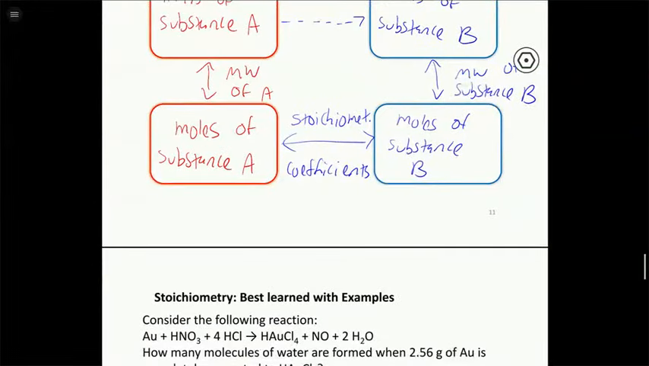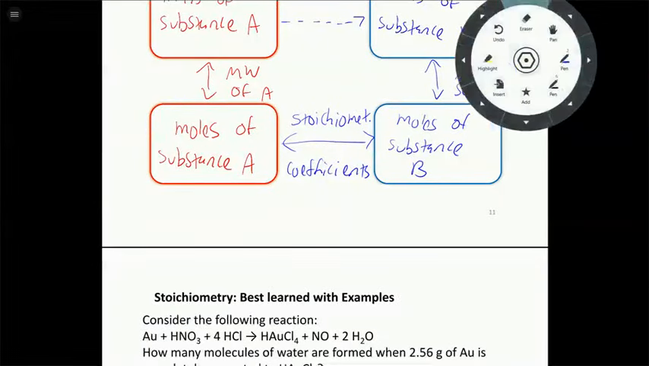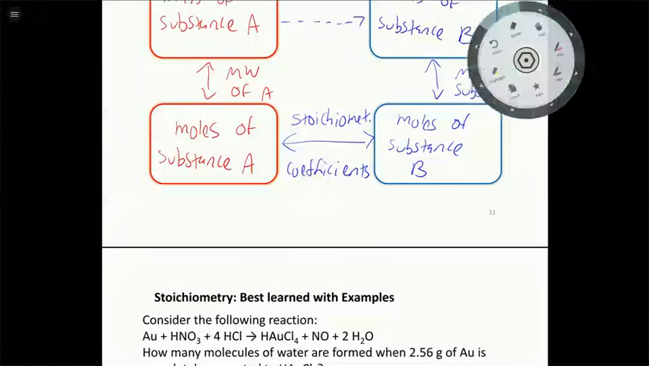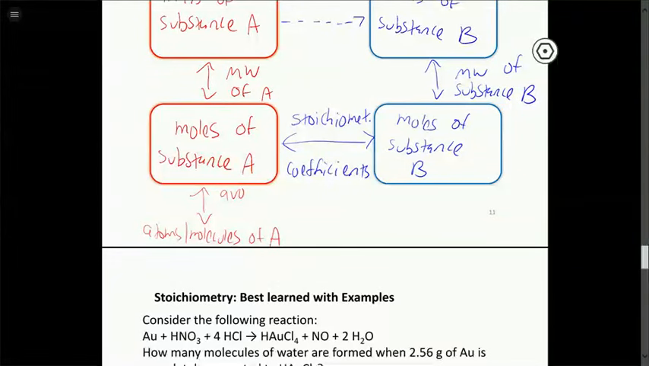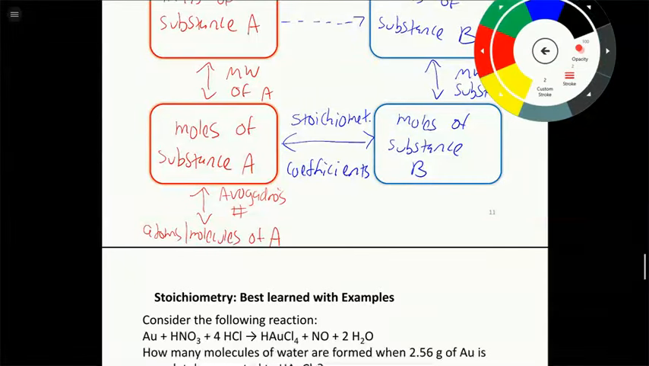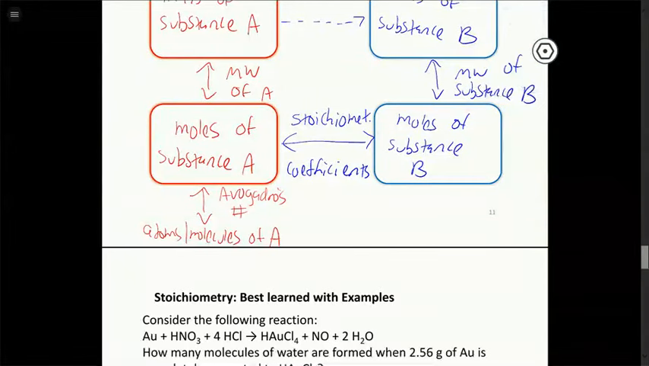All right, so then one last final wrinkle we could throw at you is, if we ask you for the number of atoms or molecules that are involved, if you have Avogadro's number, you can use that. So again, if we know the moles, we want to know the individual number of atoms or molecules, we can use that 6.022 times 10 to the 23rd to convert to that. And we can do the same thing for substance B. So that's not as common. The mass to mass is the more common, but sometimes we'll have you do that as well.